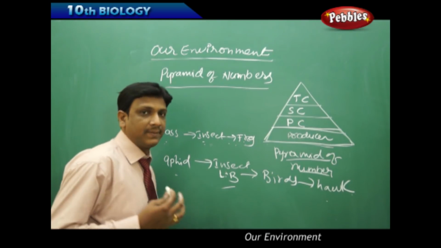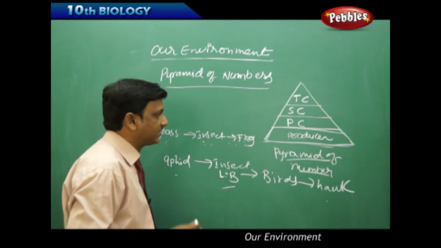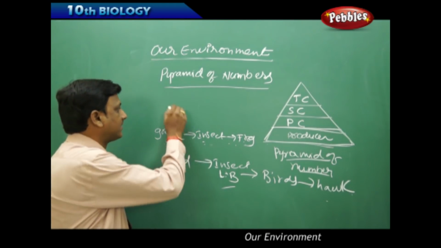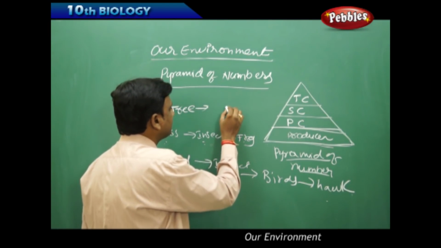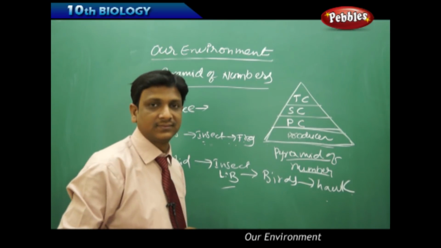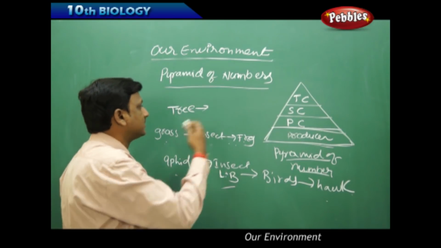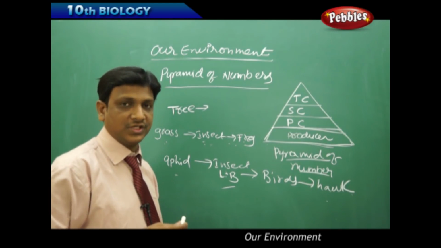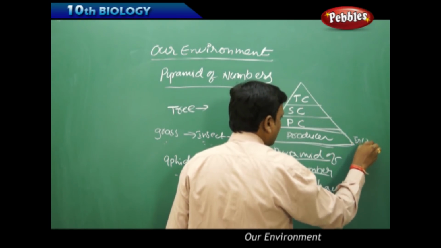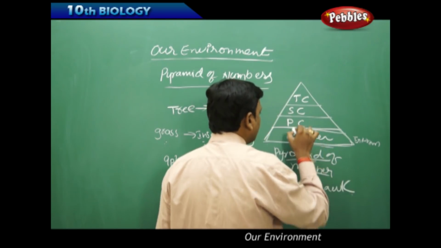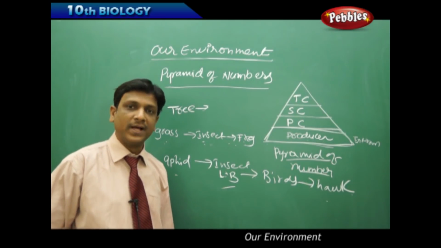Sometimes the pyramid of numbers may not look like a pyramid, because if the producer is very few in number, say only one tree, and the consumers that depend upon that tree are very small in size, then the number is not less and it is not a pyramid. Whatever the situation, we always write the producers at the bottom line, then we go to the consumers: primary, secondary, and tertiary.